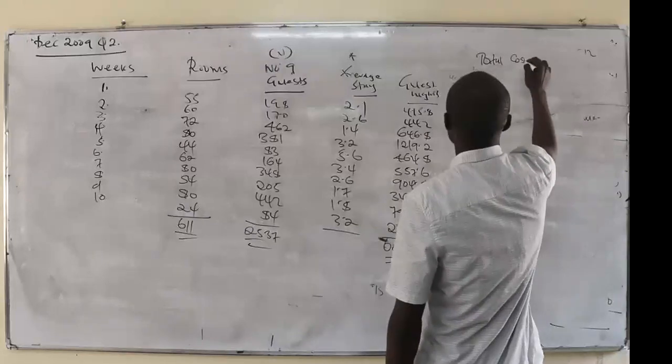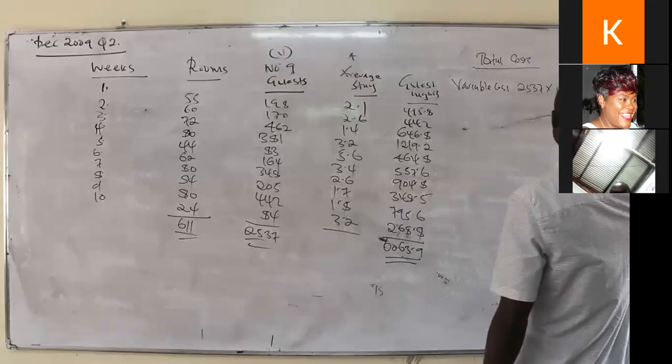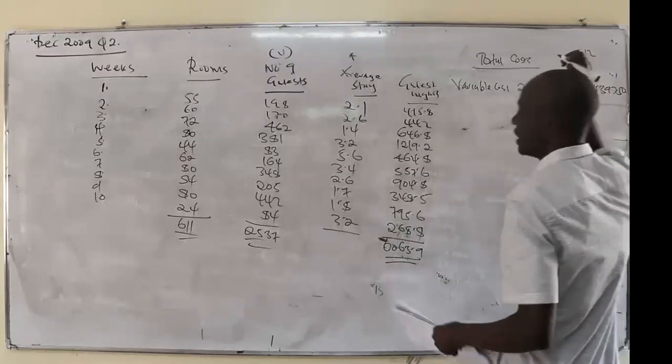So we've been told the variable cost per guest. So we have variable cost here. That is the reason why we needed this column for number of guests. So the total number of guests that we had is 2,537, and the average cost per guest was 1,750. So that will give you 4,439,750. That is the variable cost per guest.